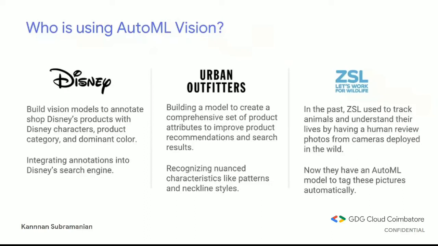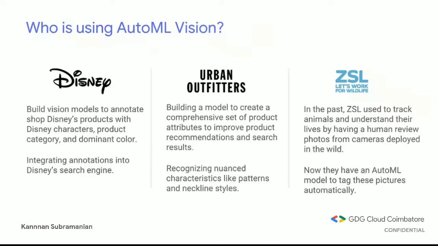They actually mixed it using this AutoML version. They are the first customer, I think. They actually created these things. And Urban Outfitters, a clothing company, had a similar use case. They trained a model to recognize different kinds of clothing patterns and necklace styles, creating a comprehensive set of products and attributes to improve recognition and give the user better results.